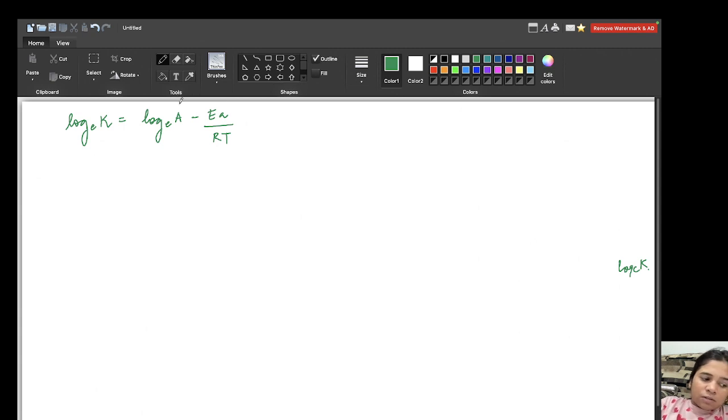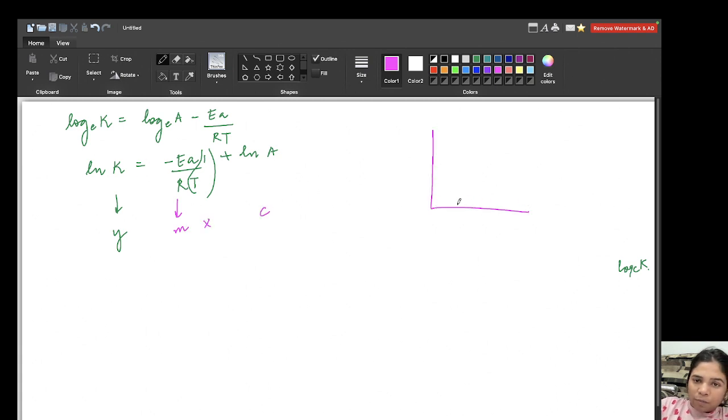So if I just substitute and write it like this, ln k equals minus Ea by RT plus ln A. Like 1 by T, I can write it like this, correct? So this is in the formula y equals mx plus c. If I want to draw a graph, what will be on my y axis? ln k. My x axis will contain 1 by T. What is happening? The slope is decreasing, right? It will be like this. This will be ln A and the slope will be equal to minus Ea by R.